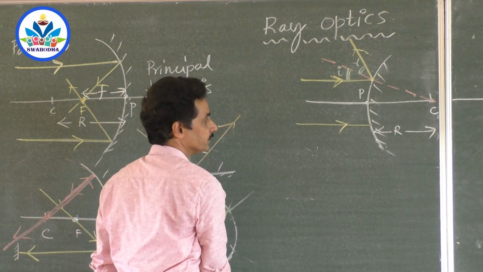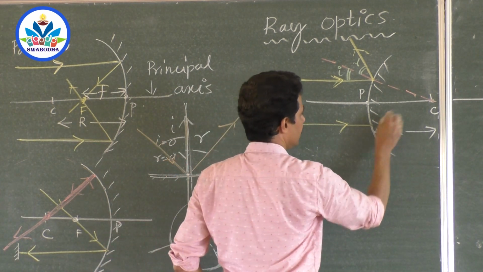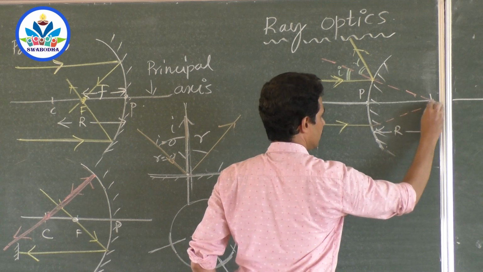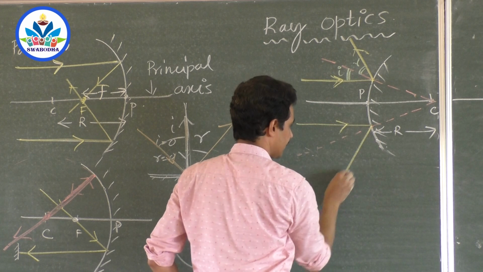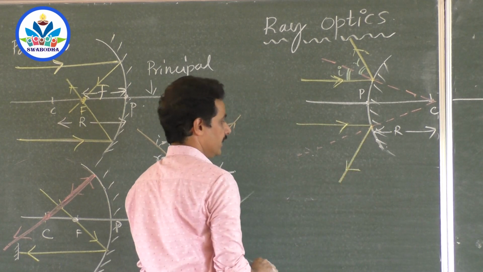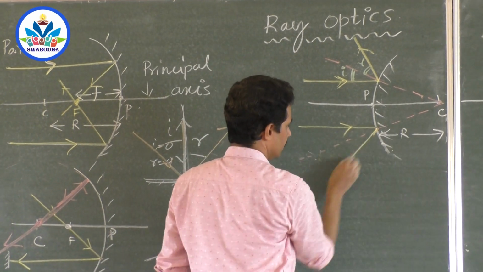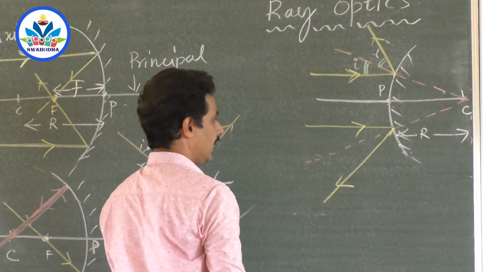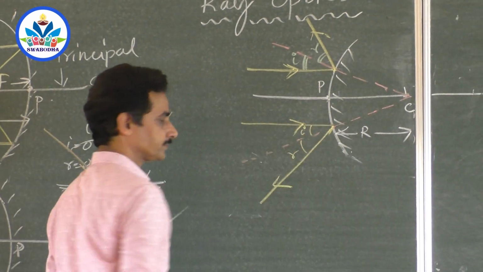Same rule. So draw a normal here. I have used pink color for normal. Join this towards the center, and like this the ray of light should get reflected at the same angle, a little like this. This is the angle of incidence, and this is the angle of reflection.